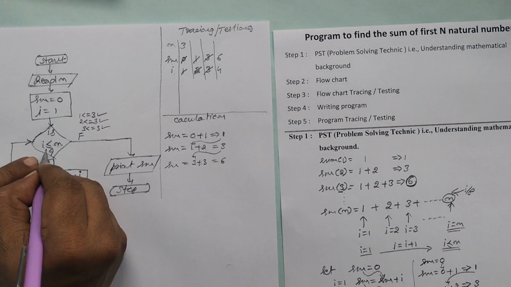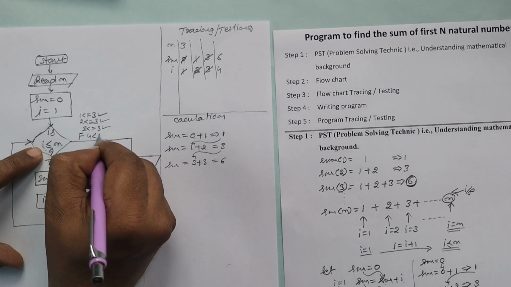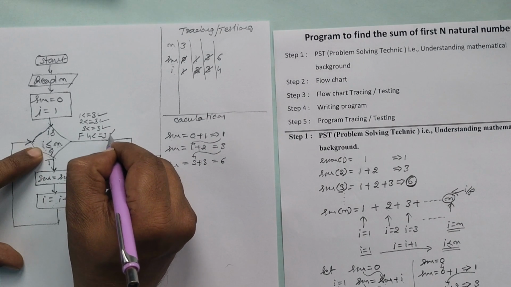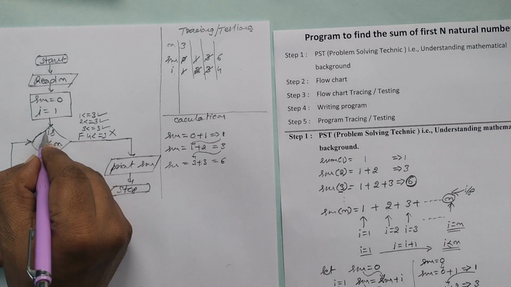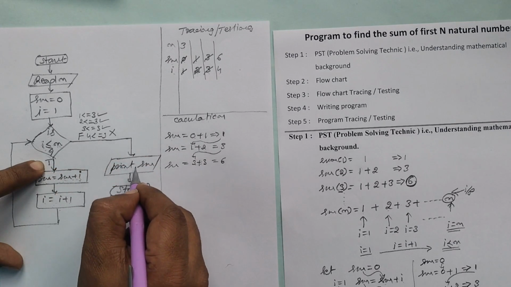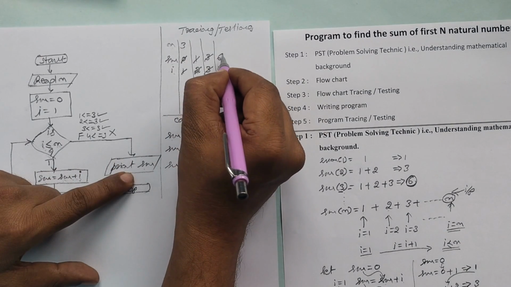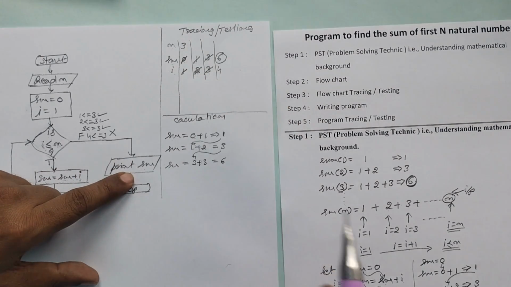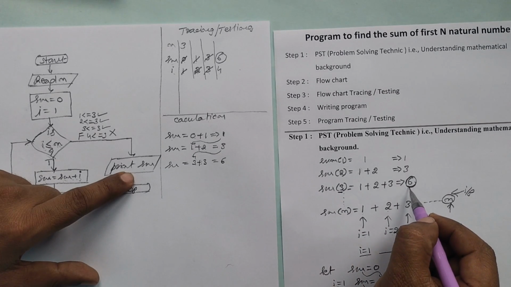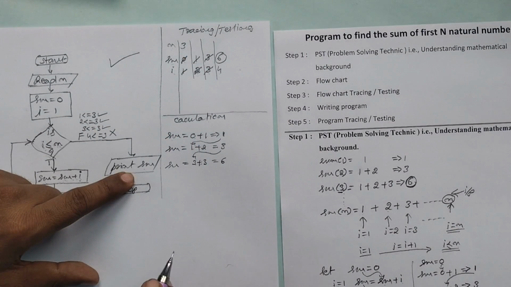Control returns back, but I value is what? I value is 4. Is it less than or equal to n value 3? True or false? False. So when this condition is false, then control comes out from the loop and it is printing the value of sum. What is the value of sum? Sum is equal to 6. What is the expected result? Whenever n is equal to 3, expected result is also 6. So this flowchart is working properly. Thank you.